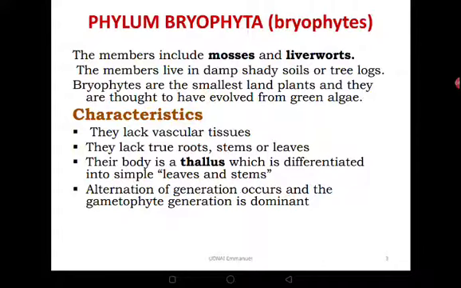Well, and those organisms that belong to that phylum are called bryophytes. They are called what? Bryophytes. And they majorly include the mosses and the liverworts. I know you must have heard about the moss plant or the liverworts. These two members are the popular members of Phylum Bryophyta.